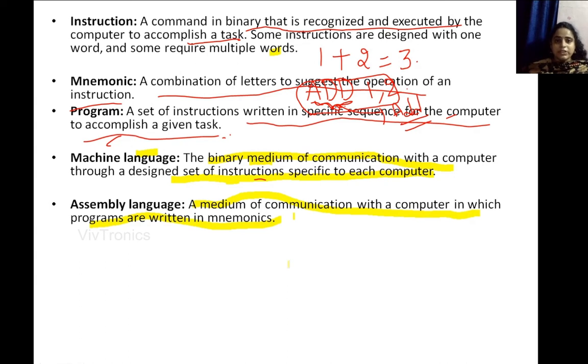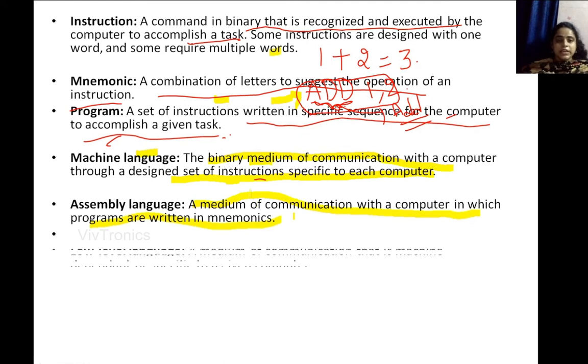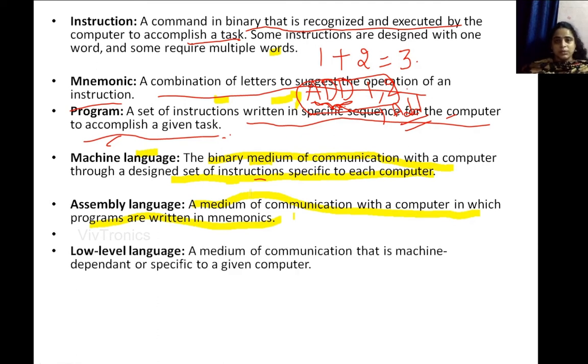So machine language means it is always in the form of binary. Assembly language means it is in the form of mnemonics, like the program I have written with ADD, right? The program will be there like that. In the second unit, we are going to see what the mnemonics are and how they perform.